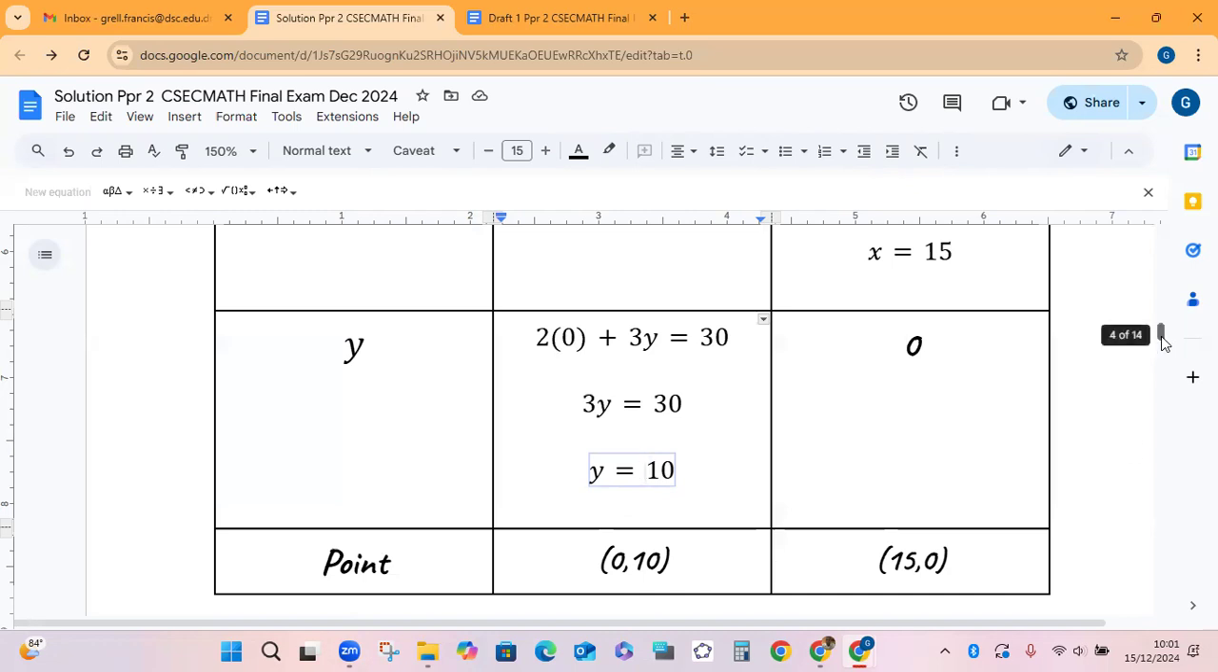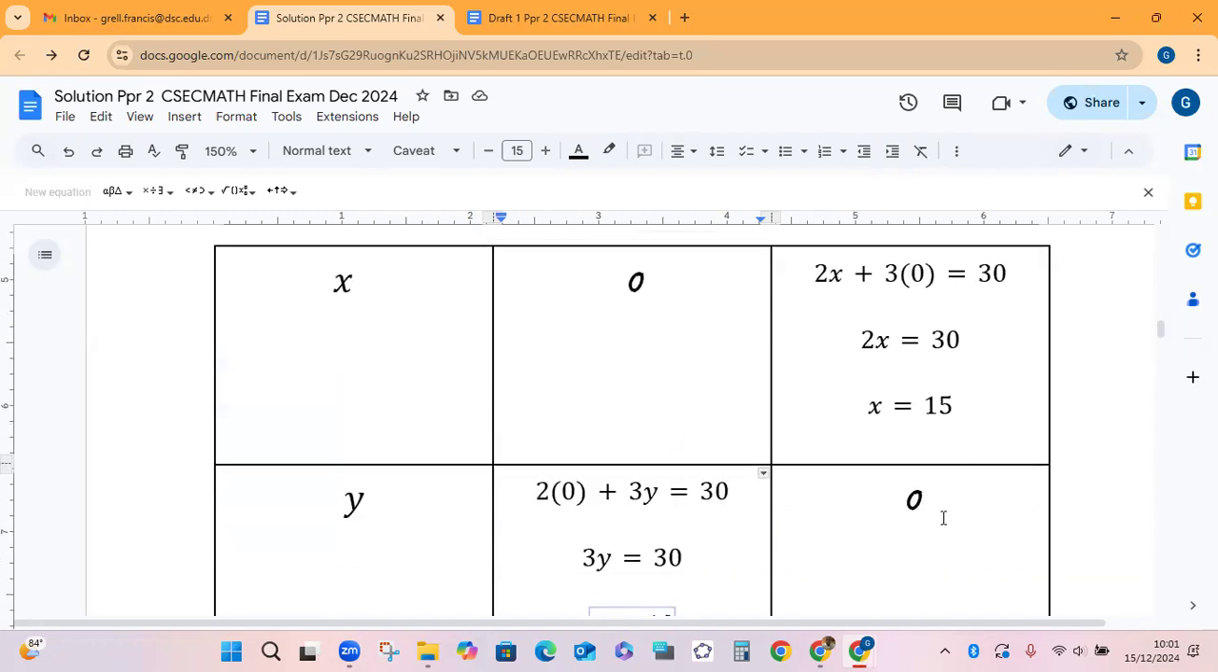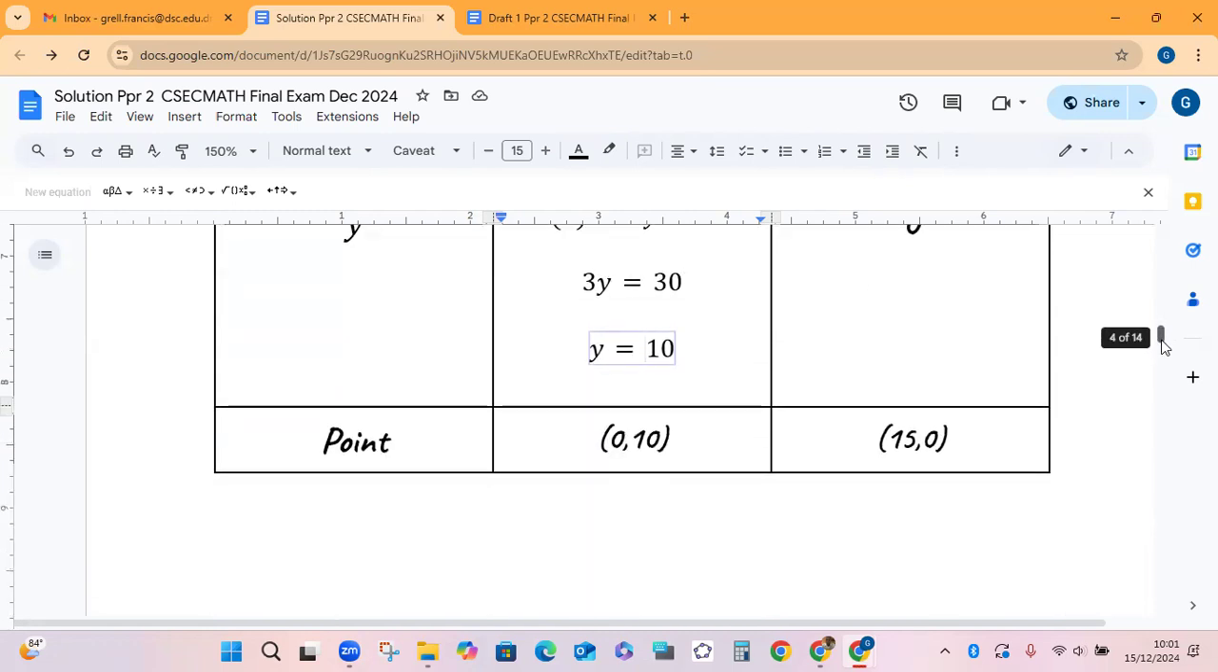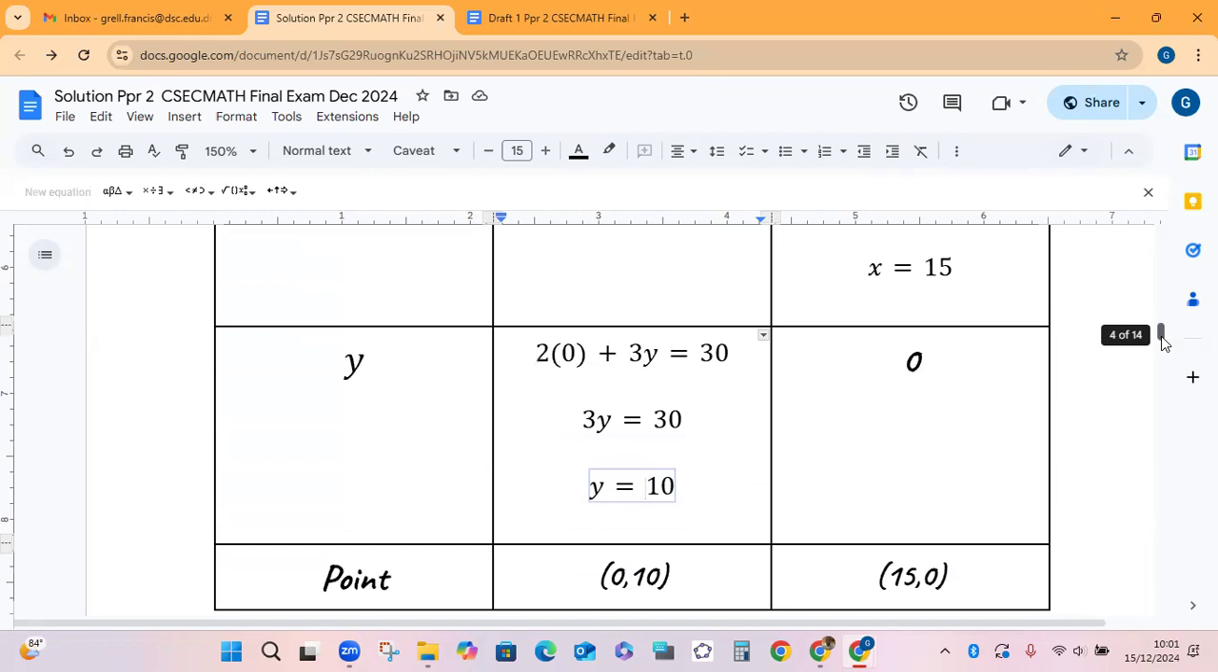Then you alternate and you make y 0, and then you solve for x. Put 0 in the place of y. You have 2x is equal to 30, and then you divide by 2 to cancel the 2. 30 divided by 2 is 15. Bear in mind, 15 is the x, and it comes first here, so the point is 15, 0. So now we have our points, and we can plot the graph of the 4 lines.